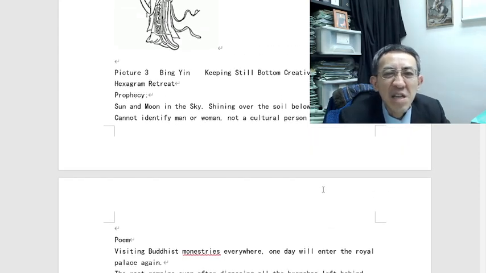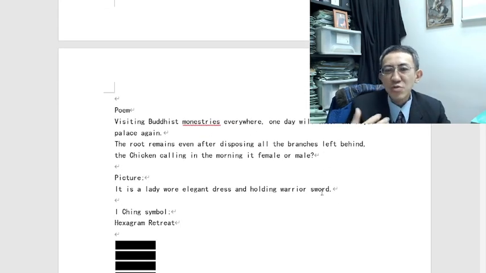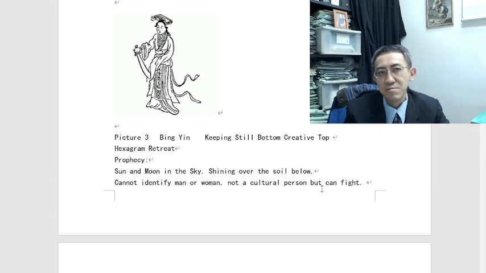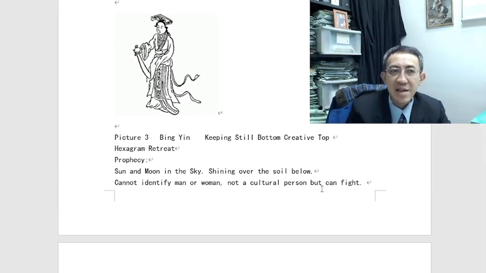And the prophecy is: sun and moon in the sky shining over the soil below, cannot identify man, not a cultural person by name, but can fight. I only give you the gist or the essential of the prophecy. It says that the Empress had been a Buddhist nun in the past, and then entered the royal palace, serving as a wife or concubine of the Tang Emperor Li, and then gradually increased her power, and finally became the actual ruler of the Tang Dynasty. I do not want to go into the details, but it is something like that.